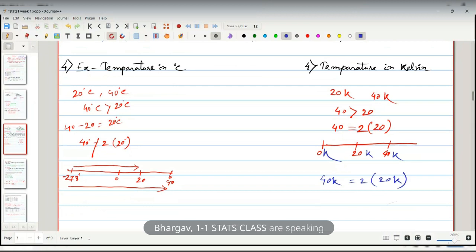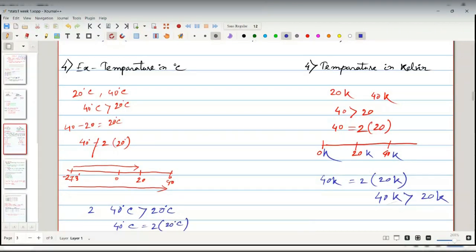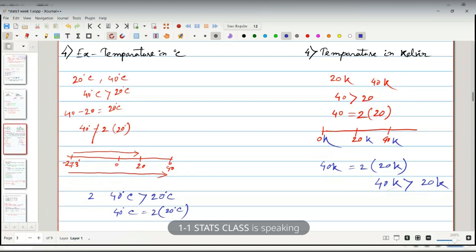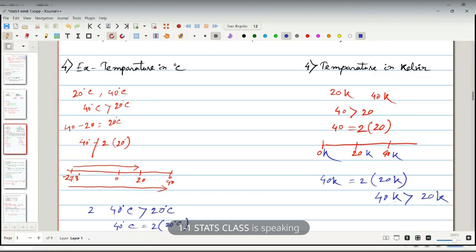We can say here 40 Kelvin is greater than 20 Kelvin. But in degrees Celsius, we can say 40 degrees Celsius is greater than 20 degrees Celsius, but we can't say 40 degrees Celsius is double of 20 degrees Celsius. We can only say 40 degrees is greater than 20 degrees Celsius, as there is no absolute 0. The minimum temperature is minus 273 degrees Celsius. So here we cannot perform multiplication or division. We can only perform addition and subtraction.